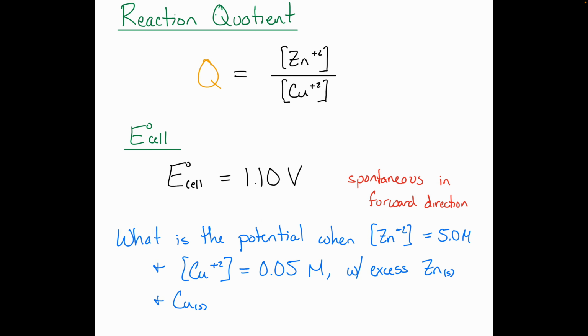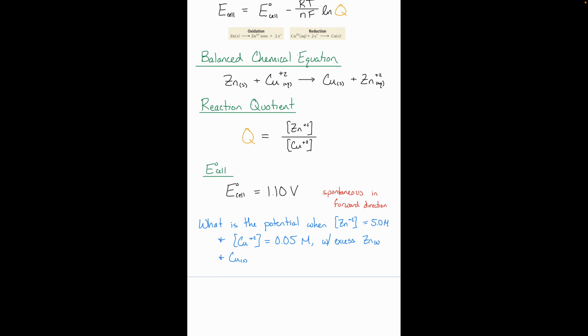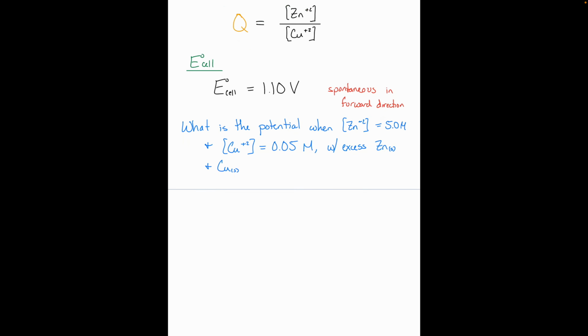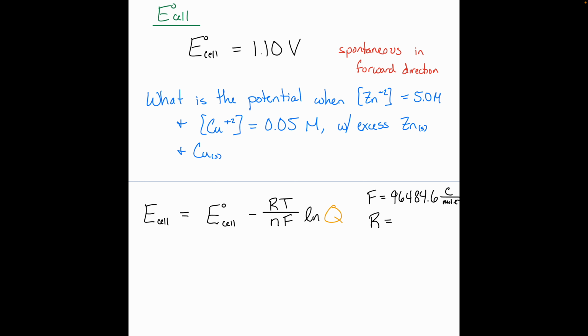All right, so now plugging these conditions back in, everybody take a second and give me my value of Q, and then we're going to use our equation. All right, we can make a note. We got these constants in here. That F value was Faraday's constant, 96484.6 coulombs per mole electron, and R equals 8.3144 joules per mole Kelvin.